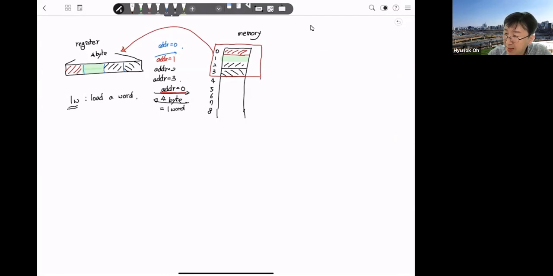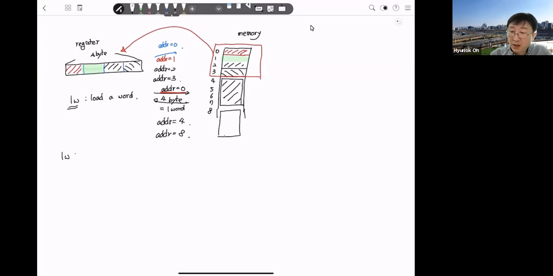Then what about the next address in this case? To read another word, the next word is starting from 4, right? Then we can read 4 bytes. And the next one, 8, right? From 8, this is another word.